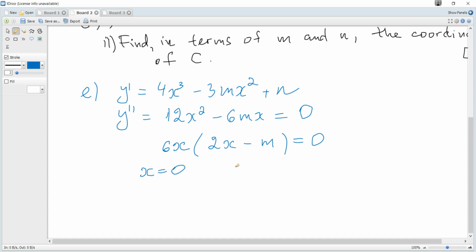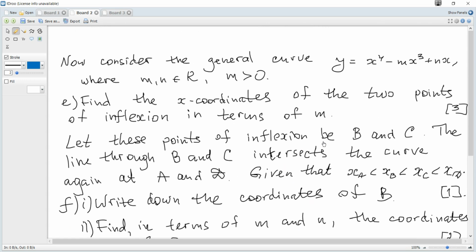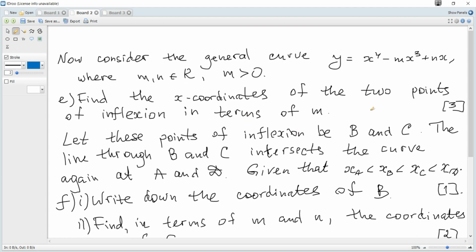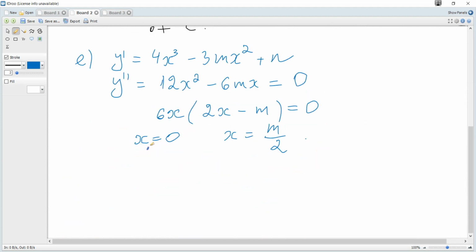x is 0, or x is m over 2. m is positive, so this point will be to the right. And what do we need again? The x coordinates only of 2 points of inflection. So it's one point, it's another point.